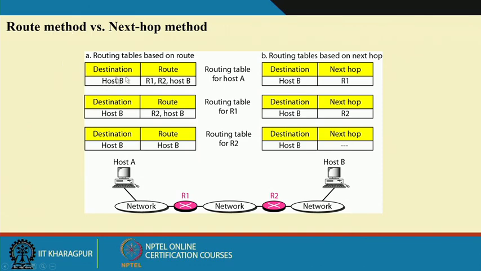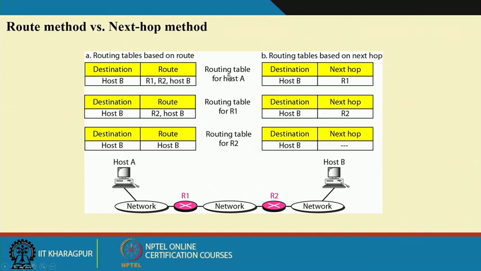So, one method is that I can have a lookup table like that. If I want to go to a particular host, this is the series of hops I need to go through: router 1, router 2, then host B, right. So, the route method explicitly specifies the route by which you go. The other way is that I only specify the next stop. The next stop takes care of where it should go, right.